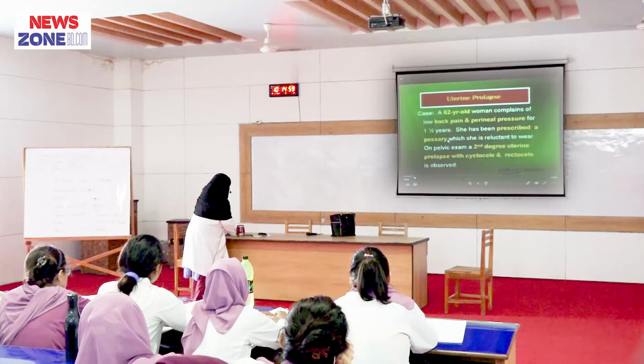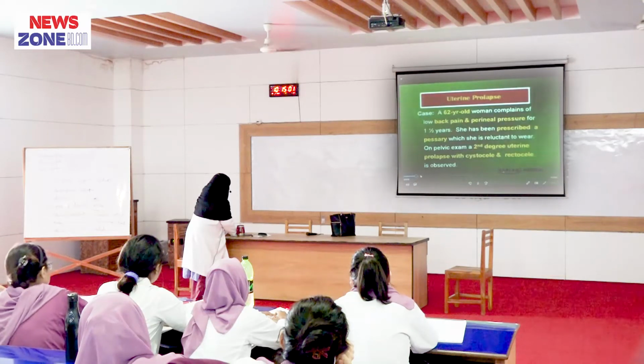Okay. Another is perineal tear. If there is a perineal tear and it is not repaired, then a relaxed perineum is also associated with the prolapse. Okay, these are the etiological factors of the uterine prolapse.